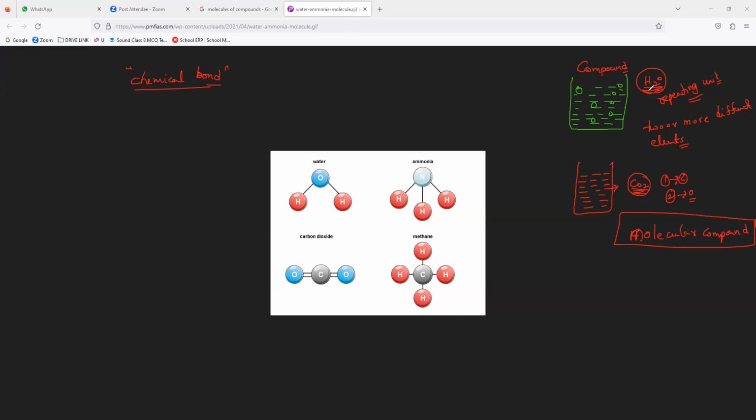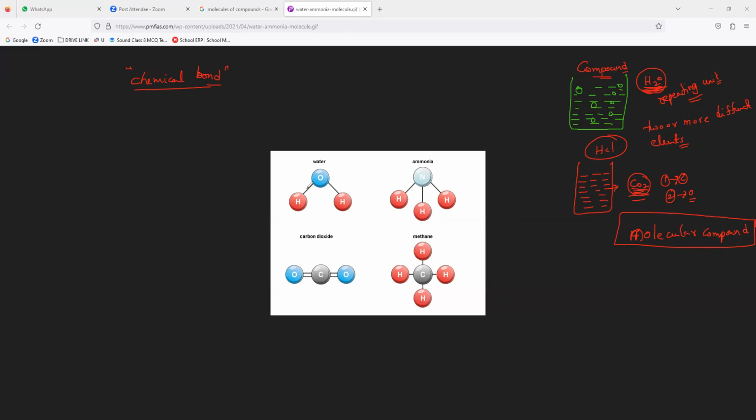So now H2O is the molecular compound of water. CO2 is the molecular compound of carbon dioxide. HCl is the molecular unit of hydrochloric acid. That is what you have to remember. So now, either it is molecules of atoms or molecules of elements or molecules of compounds, it doesn't matter.